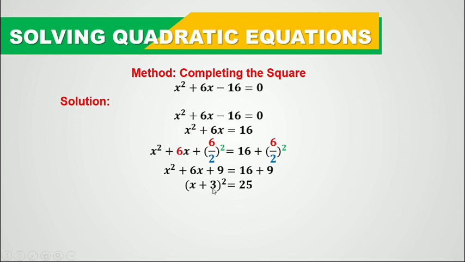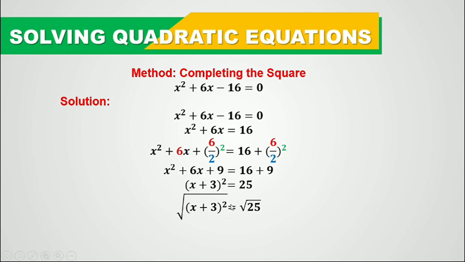So x plus 3, or the quantity x plus 3 squared, is just the other way of writing x squared plus 6x plus 9. As I've said, this is similar to the factoring technique. So you have to write it as the square of a binomial, this one. The perfect square trinomial that you have created after adding a particular constant. And then after that, we have to square both sides of the equation, right?